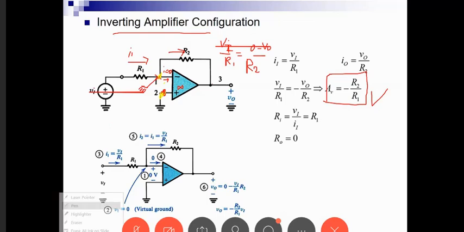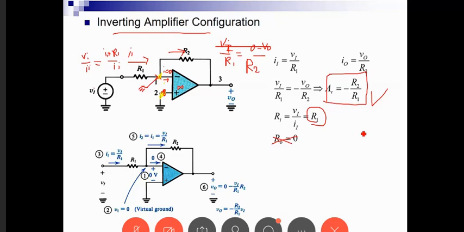Now the second thing I would be looking for is the input resistance. The input resistance is nothing but Vn over I1, which is equal to I1 times R1 over I1, which is equal to R1. So the input resistance is R1. The output resistance, don't worry about it now. So we established for this circuit its gain and its input resistance.